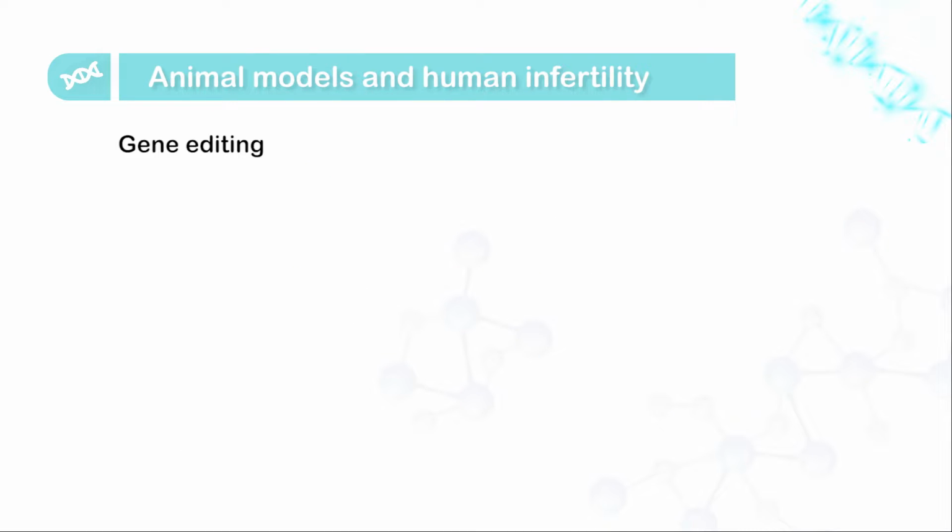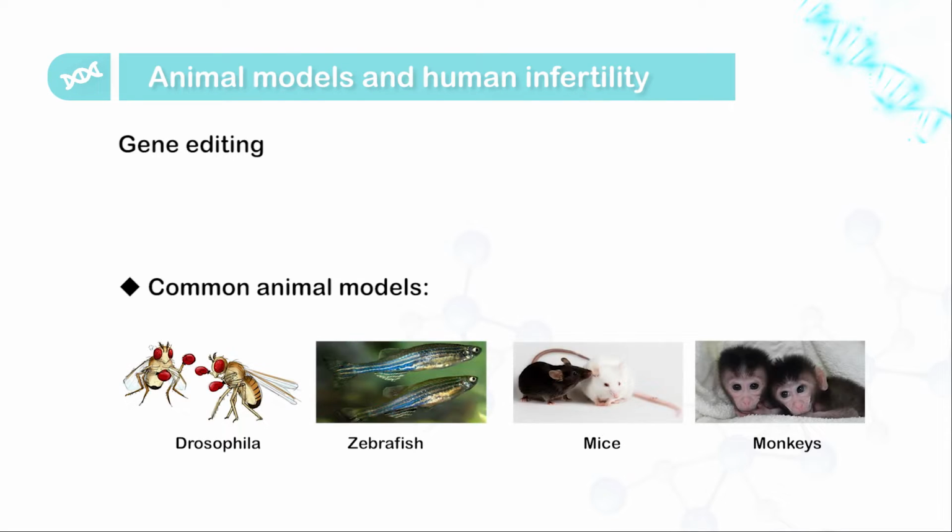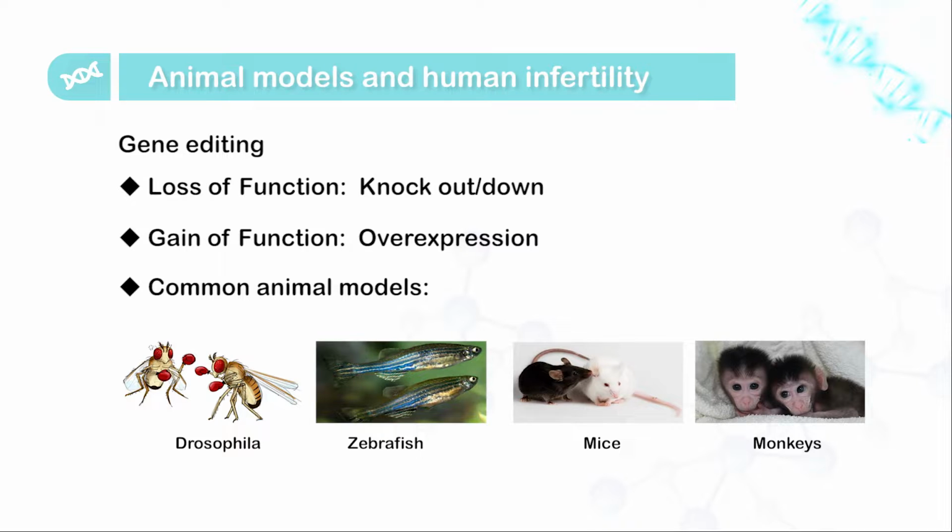Animal models are crucial for human disease study in reproductive medicine. Using animal models such as zebrafish, mouse, and monkey, the function of specific genes and the pathogenesis of disease can be clarified, and potential therapeutic targets can be discovered. This can provide a theoretical basis for the diagnosis and treatment of infertility.